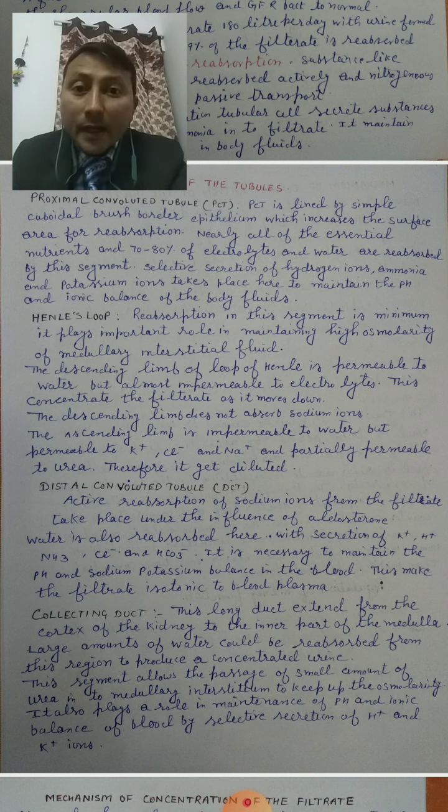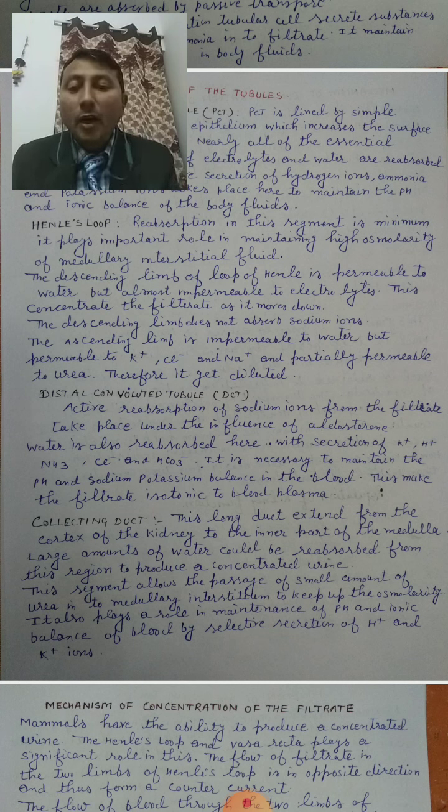When we talk about the loop of Henle, reabsorption in this segment is minimum. It plays an important role in maintaining high osmolarity. This is very important for maintaining the osmolarity of the medullary interstitial fluid. The descending limb of loop of Henle is permeable to water, but almost impermeable to electrolytes. This concentrates the filtrate as it moves down. The descending limb does not absorb the sodium ion, but the ascending limb is impermeable to water, but permeable to potassium ions, chloride ions and sodium ions. It is partially permeable to urea, therefore the filtrate gets diluted.